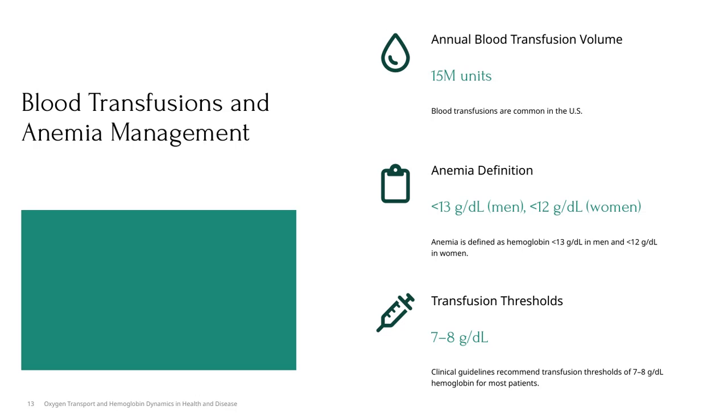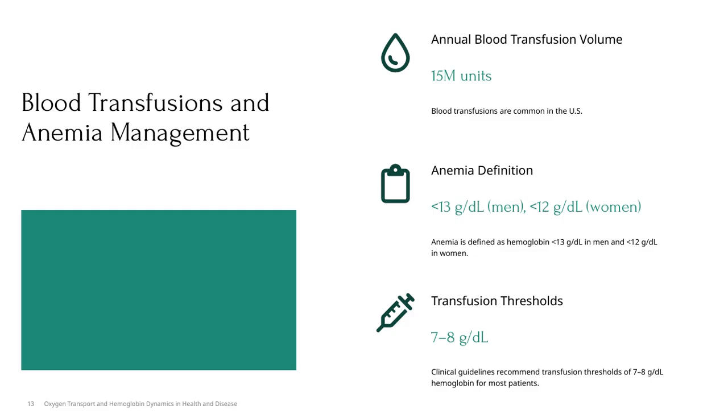Blood transfusions are quite common in the United States, with around 15 million units used annually. They play a crucial role in managing various blood-related conditions, especially anemia. Now, anemia is generally defined as having a hemoglobin level below 13 grams per deciliter in men and below 12 grams per deciliter in women. This threshold helps us identify when a patient might need intervention.